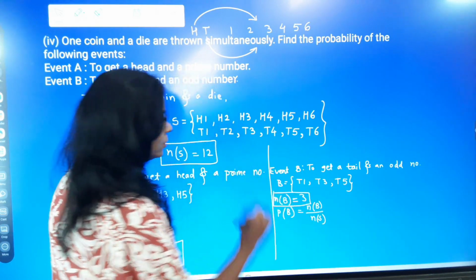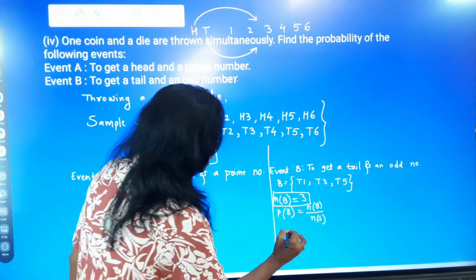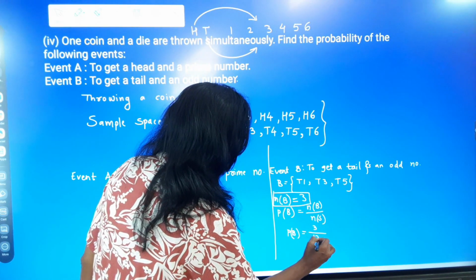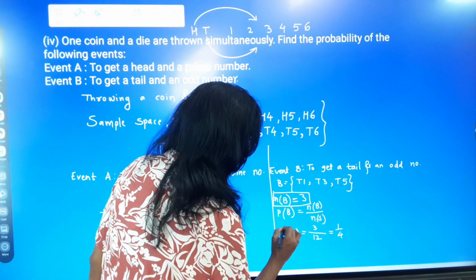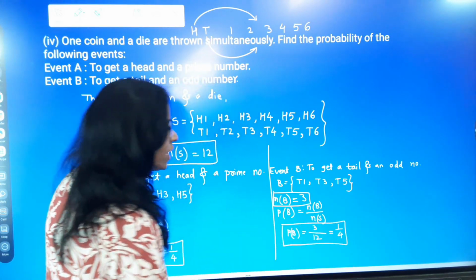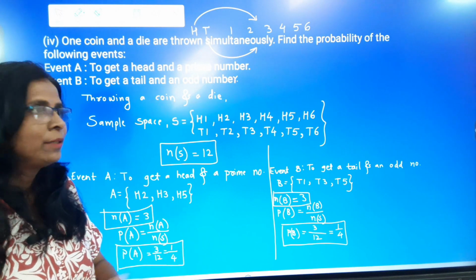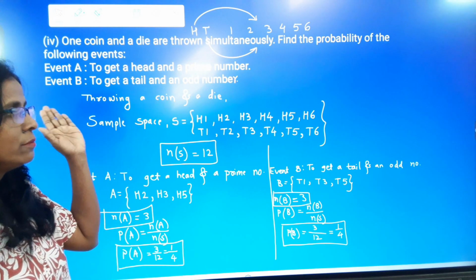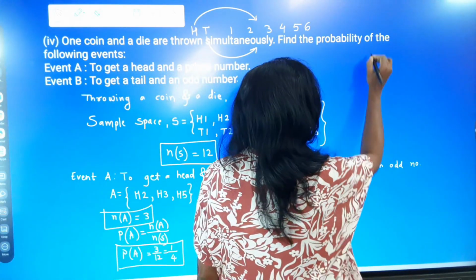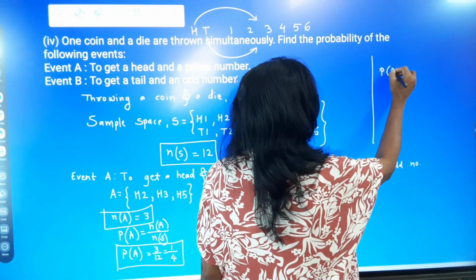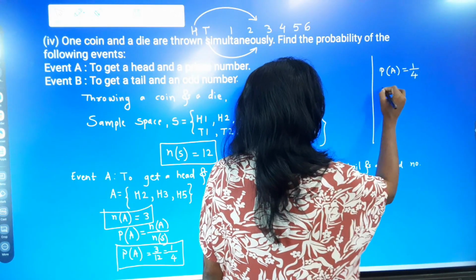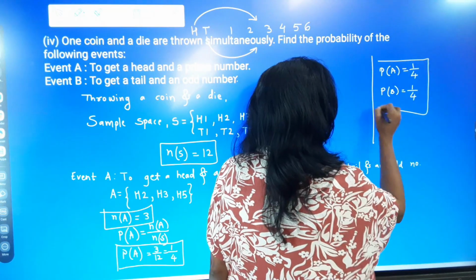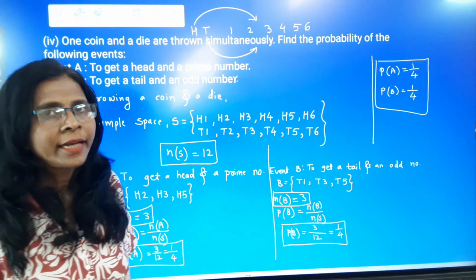So now, students, P of B is equal to 3 of 12, and that is equal to 1 by 4 also. So in such a way both the answers are equal: P of A and P of B are equal to 1 upon 4. So the final answer we can write is P of A is equal to 1 of 4 and P of B is equal to 1 of 4. In such a way we can write the answer.